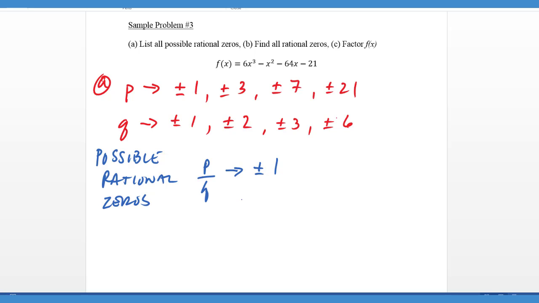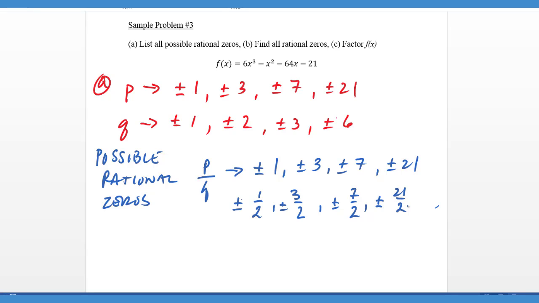What we're going to start off with is every single one of our p-values over 1. That should be pretty straightforward, it's just a repeat of all the p-values. So those are all the possibilities over 1. But then we have to go through this process again and put all of those possibilities over 2 as well. So 1 over 2, and I did all of the possibilities over 2 as well.